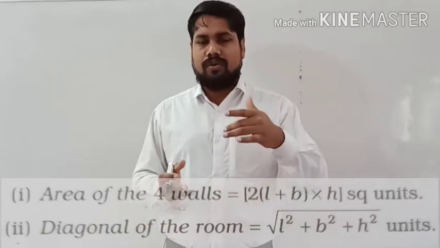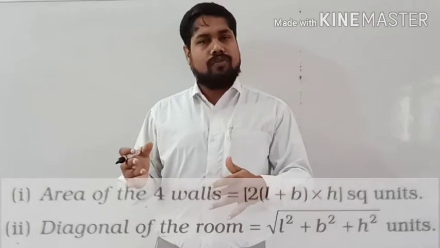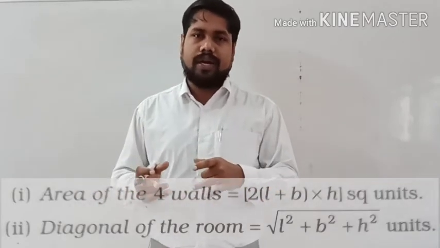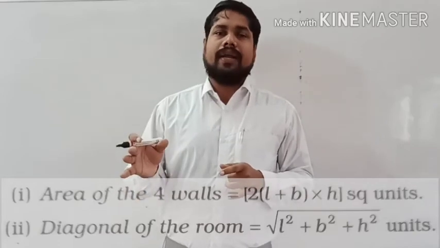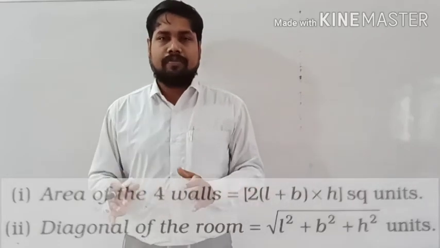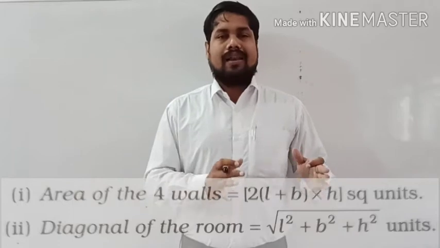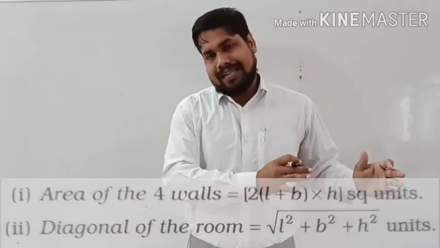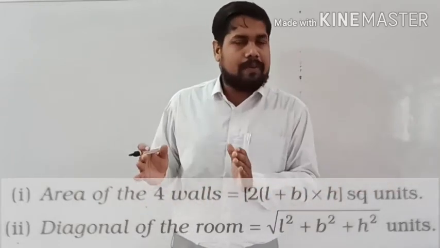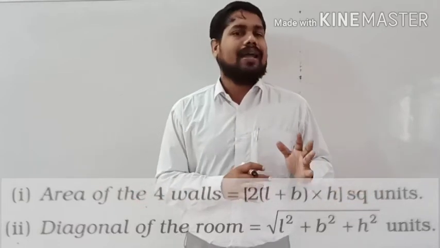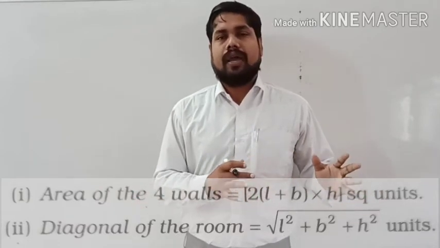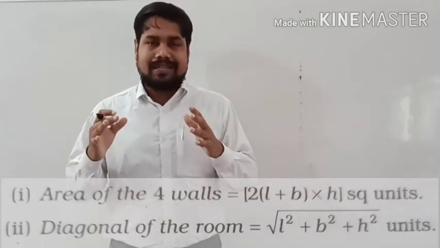So if you want to find out the area of 4 walls, so what we will do is 2 into length plus breadth multiply height. So the formula will become 2 into (L plus B) into H. That's all. So 2 into (L plus B) you already know, and just you have to multiply the height also with that. Okay.